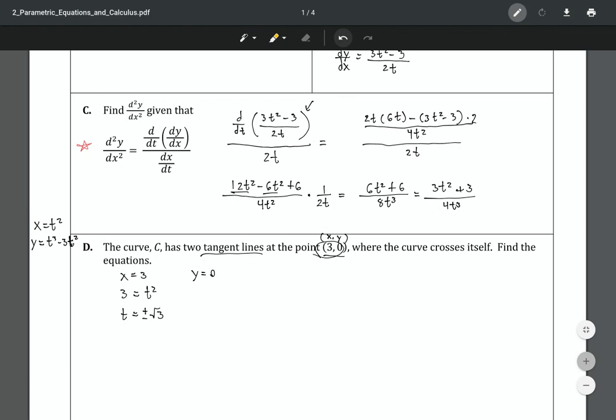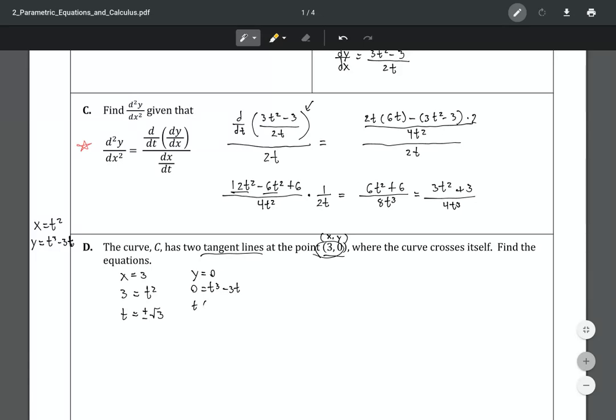So if y is 0, I could have used 0 is equal to t cubed minus 3t squared. That's not true. Did I miss? Yes, I did. Just notice I didn't write that correctly the first time. I'm sorry. There's not a 3t squared.